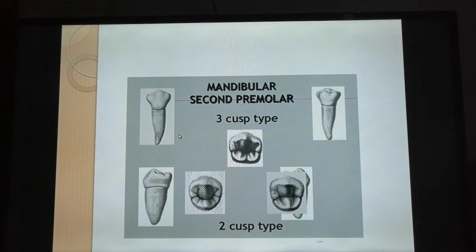Here is a brief picture of the 2 cusp type and the 3 cusp type.